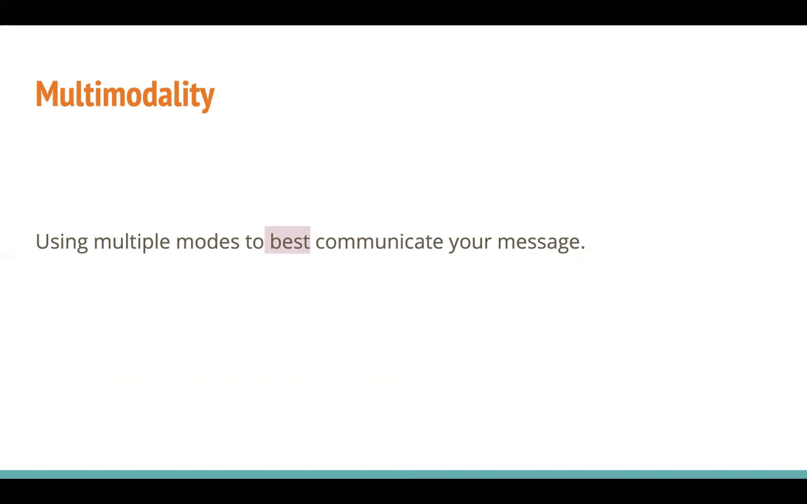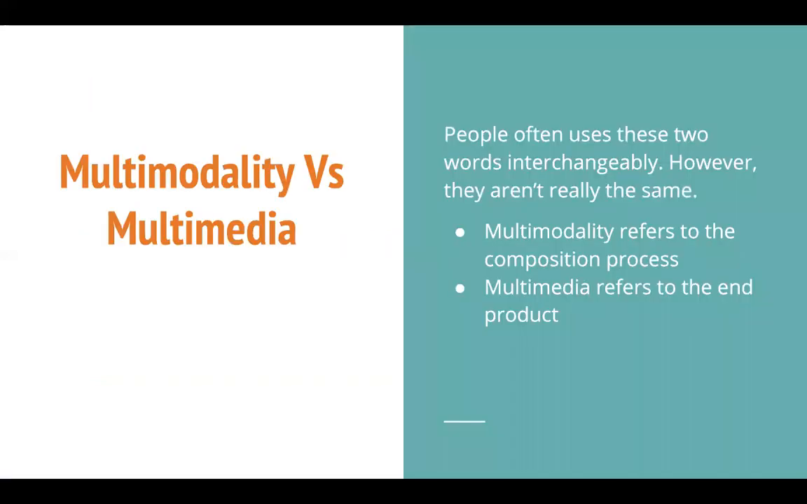So anyway, here's another thing that we always get confused with. People often use the terms multimodality and multimedia interchangeably. They are not really the same. Multimodality refers to the composition process: how we use different modes to create a multimodal text, that process. For example, in a newspaper, you may find articles combined with images and written text. So visual and linguistic modes of communication have been used in that composition process to communicate with the audience.